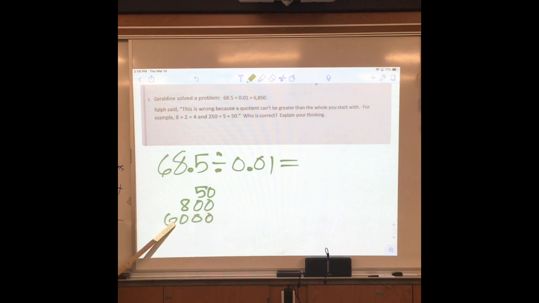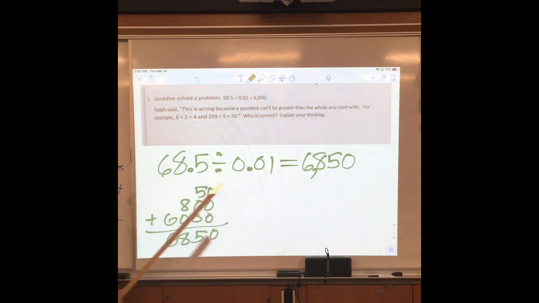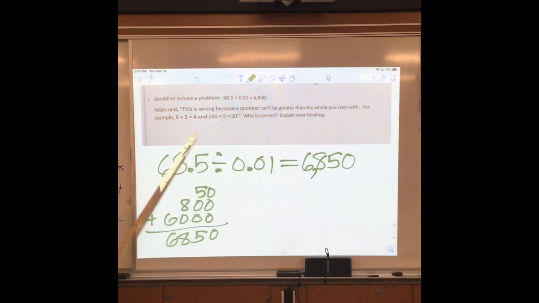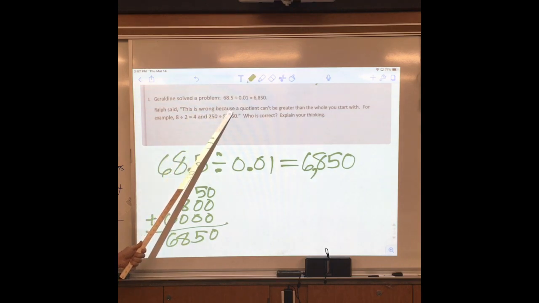6,000. So we can add these together. And we have 6,850 pennies in $68.50, right? But it says up here that Ralph, the reason why I went ahead and did this problem together, I wanted to see if she was right. She was right. But Ralph said that it's wrong.